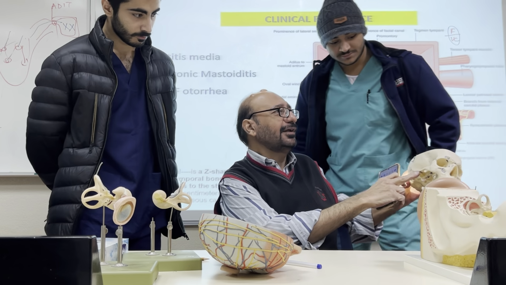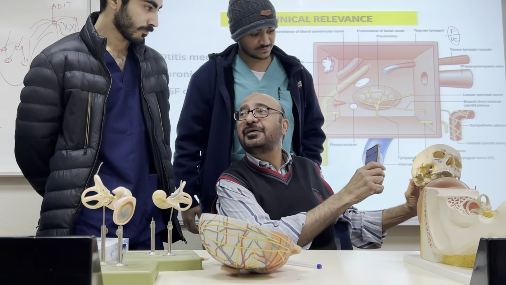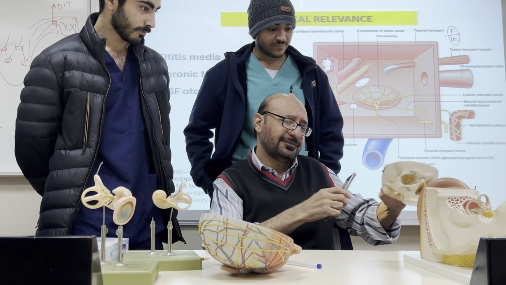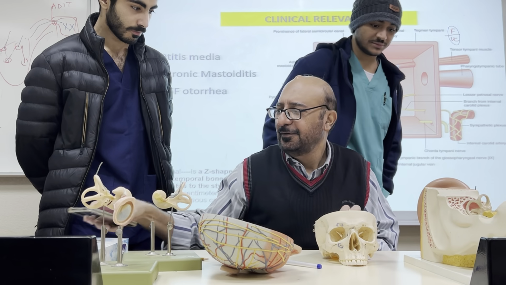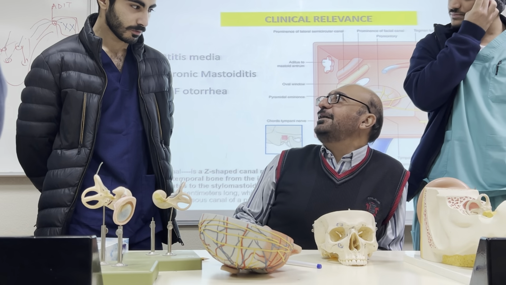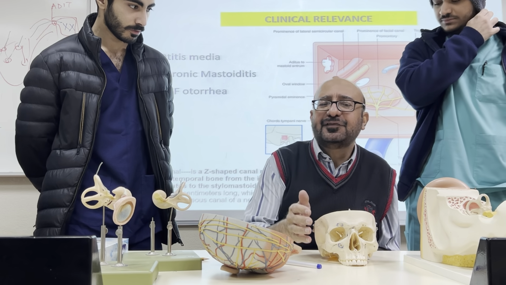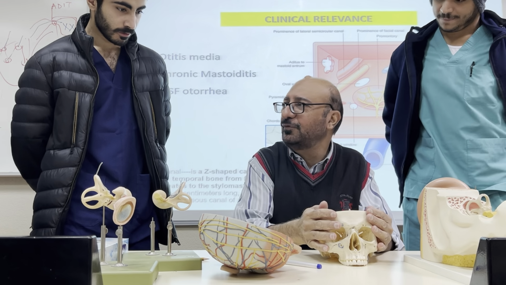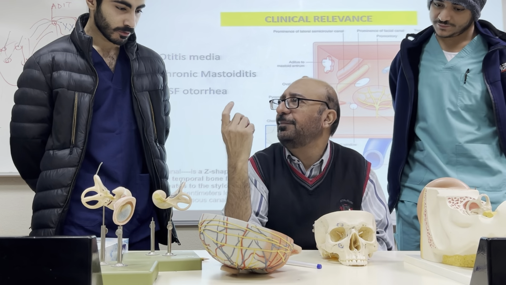In this external acoustic meatus, what should I see? This is a plastic model. In a real skull, what should I see? Tympanic membrane. Ideally, it should be the tympanic membrane. Yes, but since the skull is without any ear, the external ear has been removed completely. Maybe a remnant of the tympanic membrane.